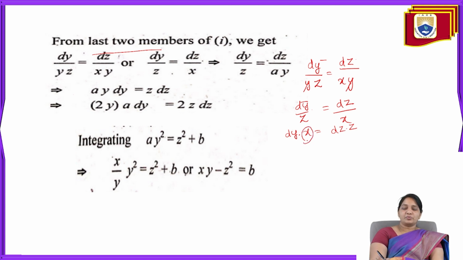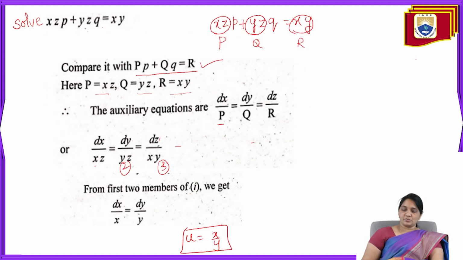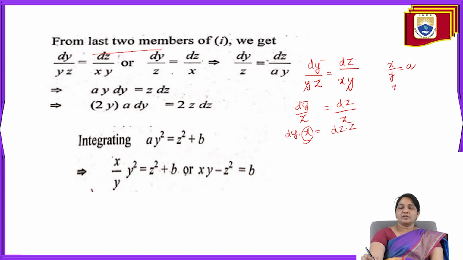So I am going to substitute the value here by using the solution I already got, x by y equal to some constant. From the first solution, x by y equal to a constant, so I can replace x equal to ay. So dy into ay equal to dz into z. Now I got the variable separable form, so I can integrate. So integrating on both sides.